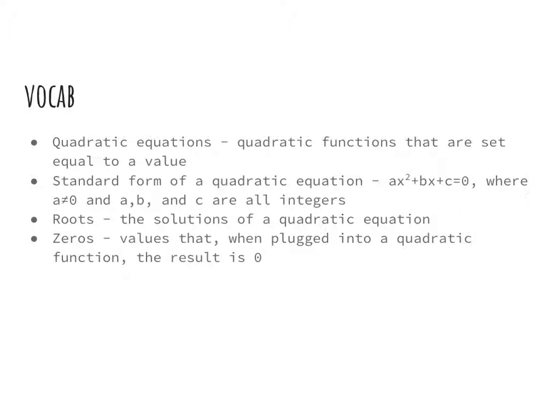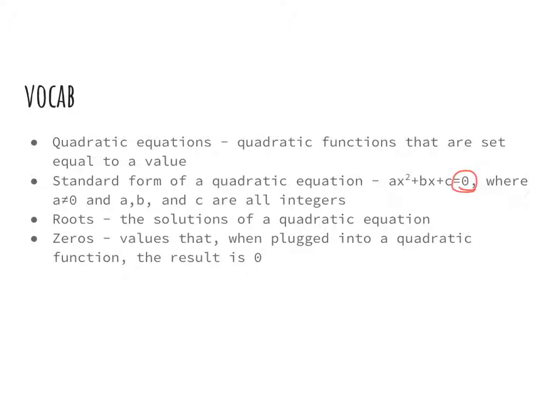The first term is a quadratic equation, and that's a quadratic function that's set equal to a value. We have standard form of a quadratic equation, that's ax squared plus bx plus c equals 0, where a is not equal to 0 and a, b, c are all integers. So the main thing to worry about here is it's got to be equal to 0. So that is going to be huge for this section.